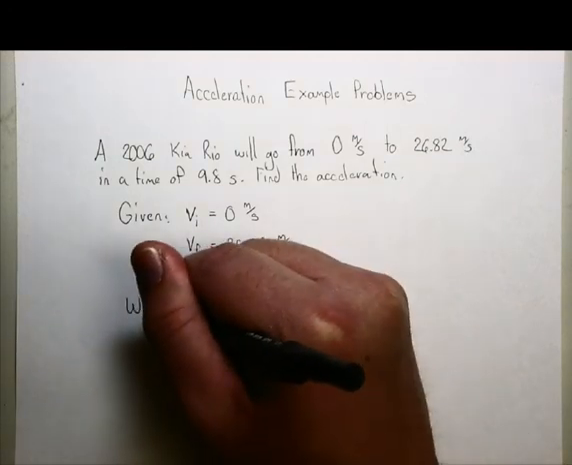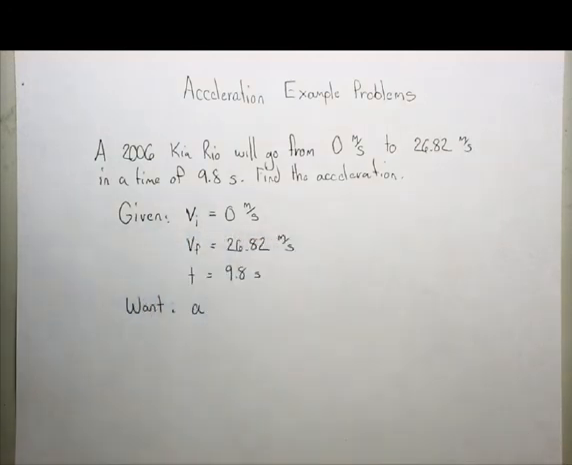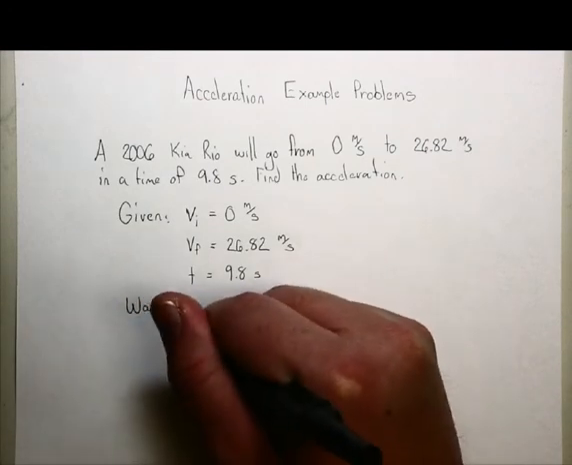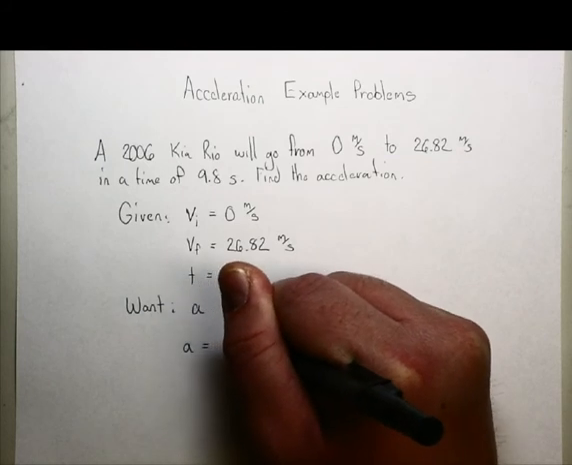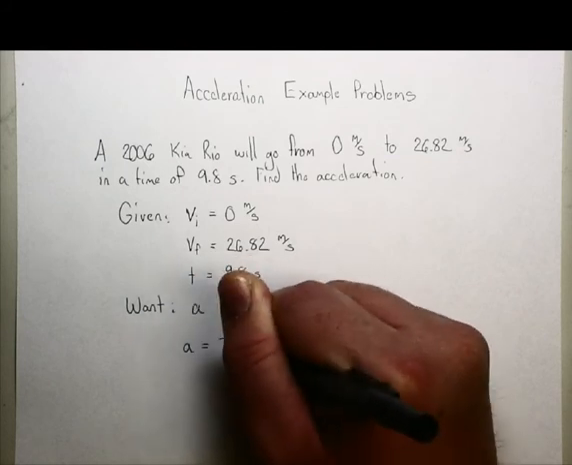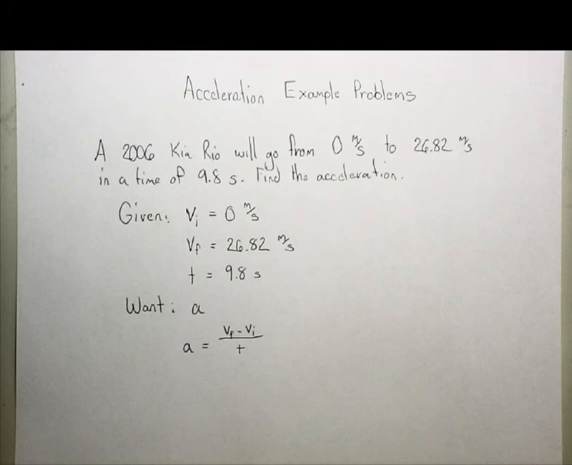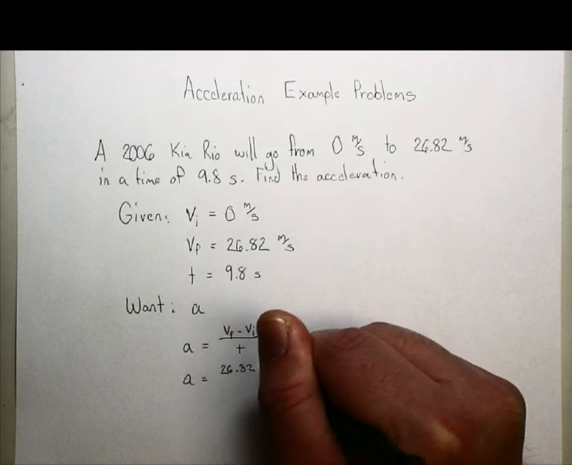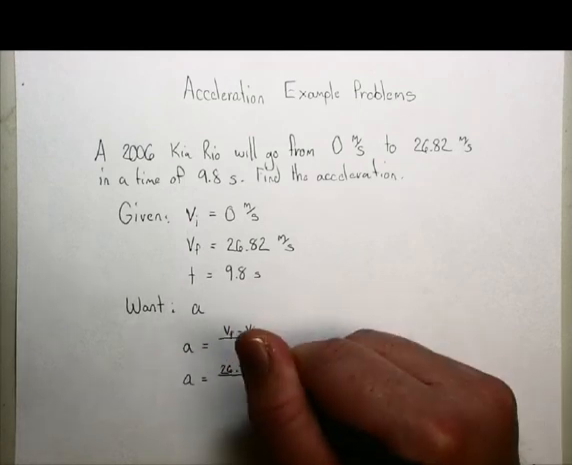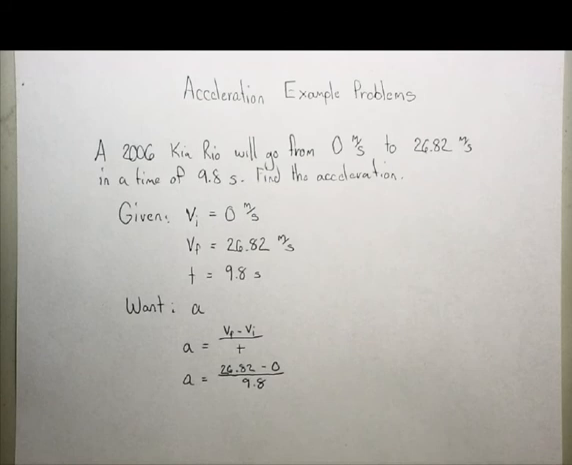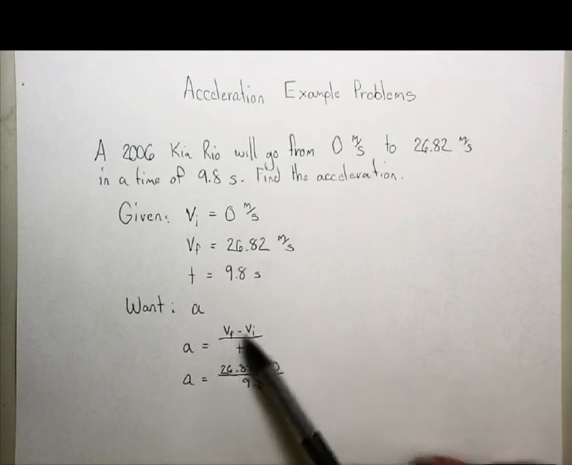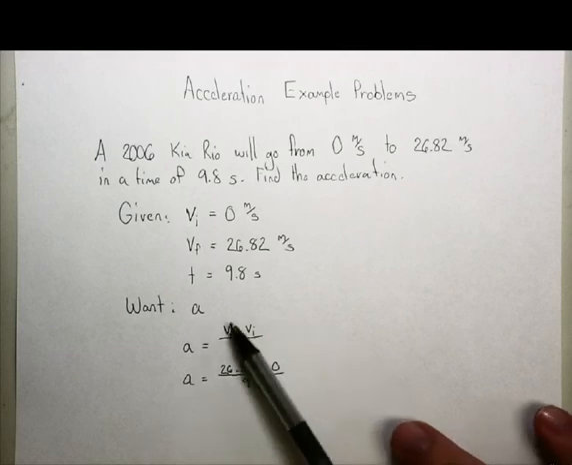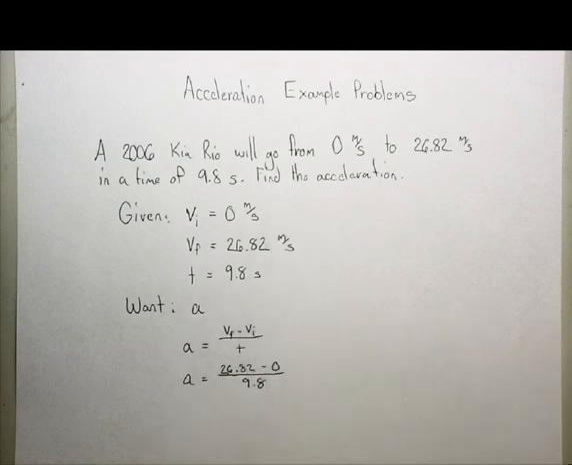All right, next, what is it we want? We want acceleration. And so we're going to use the acceleration equation in order to find this. And that is acceleration is final velocity minus initial velocity over time. And now we're going to plug in what we know. We know our final velocity is 26.82 minus 0 divided by 9.8. And when working these, one of these won't always be 0, so it's not like the initial velocity will always be 0 or the final velocity will always be 0. They'll always be 2 numbers, and they could be any numbers, doesn't matter what.